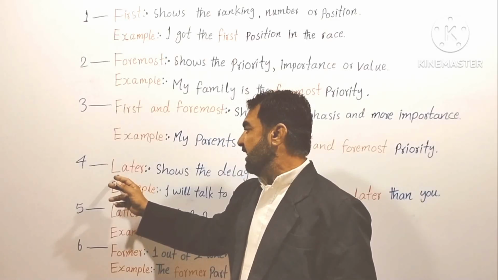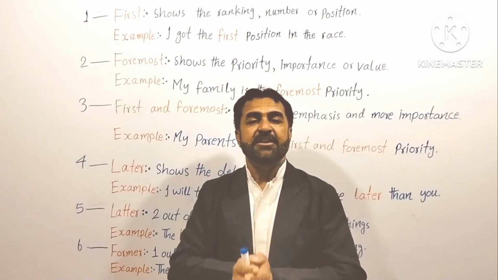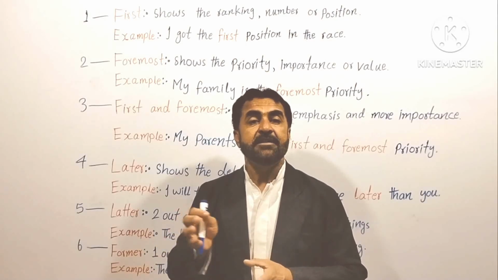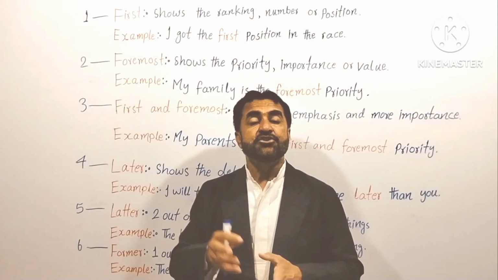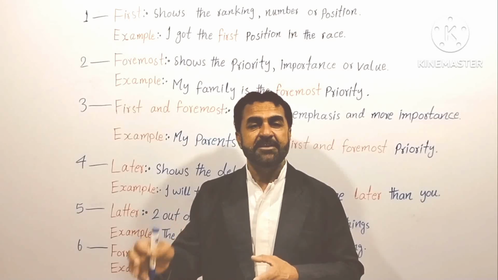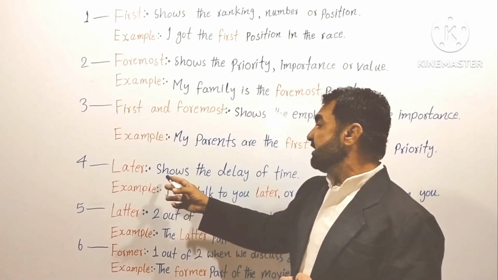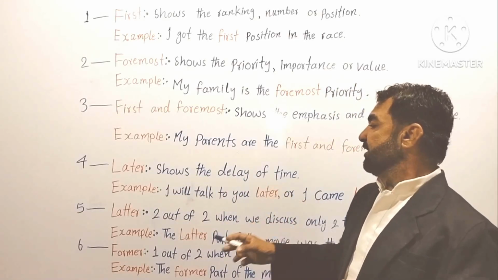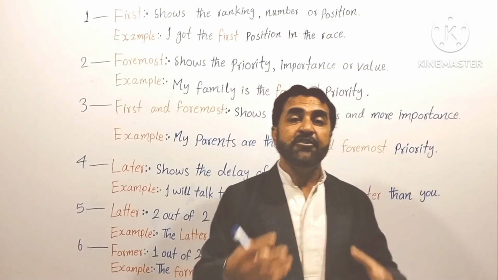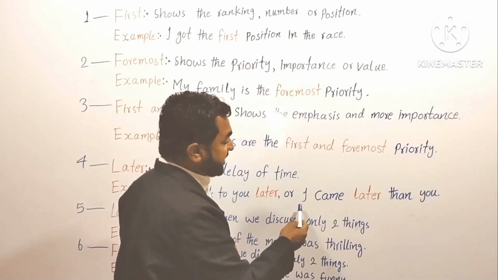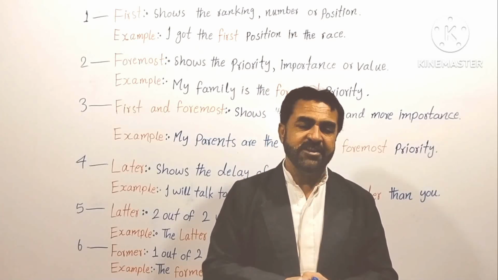Now let's go to the fourth one: later. Later is the comparative degree of late. Late, later, the latest. The word late shows the time, but later shows the delay of time. Look at the example: I will talk to you later, which means after now. And the second example: I came later than you, which means when I got there, you were already there.